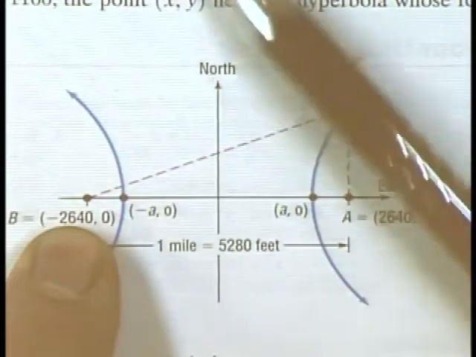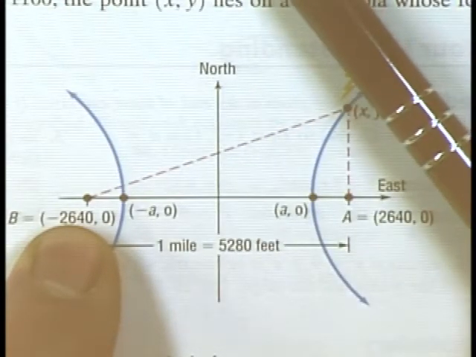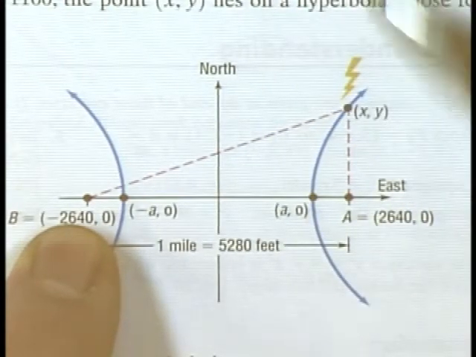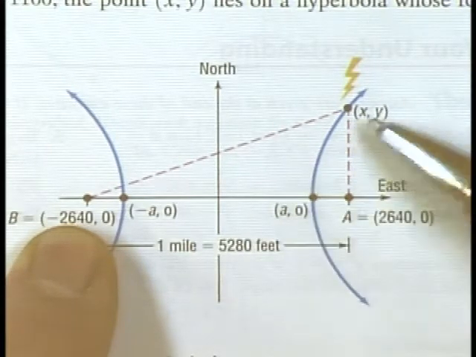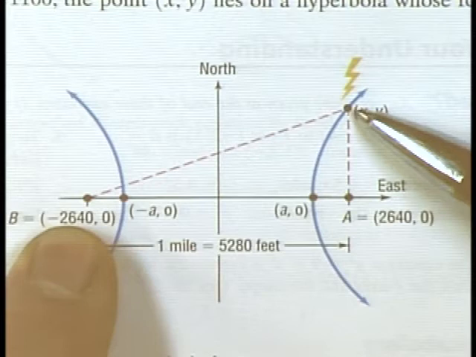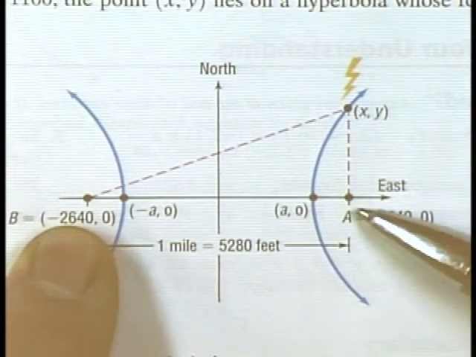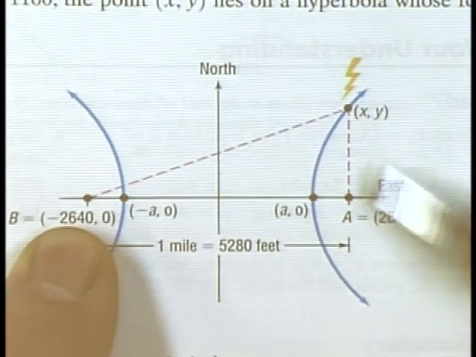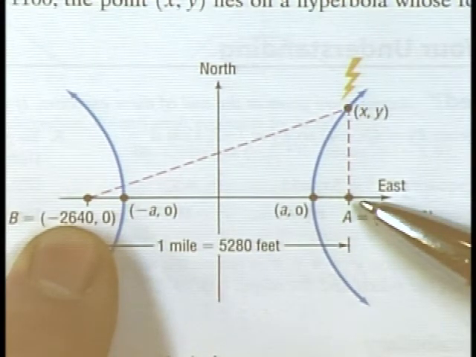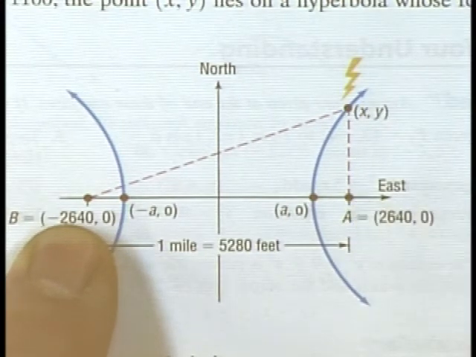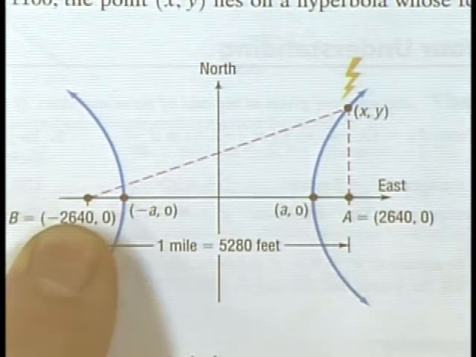Here's a very nice problem that you could pause this and read. It's a pretty nice discussion about how you can actually determine where a lightning strike may have occurred if you had two points of reference and you were able to both see the lightning at the same instant and you knew the speed of sound. So that's one simple illustration.